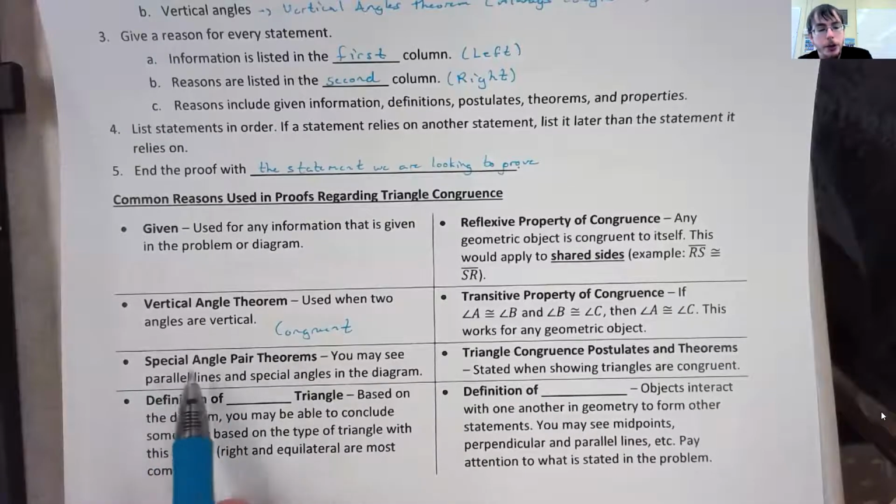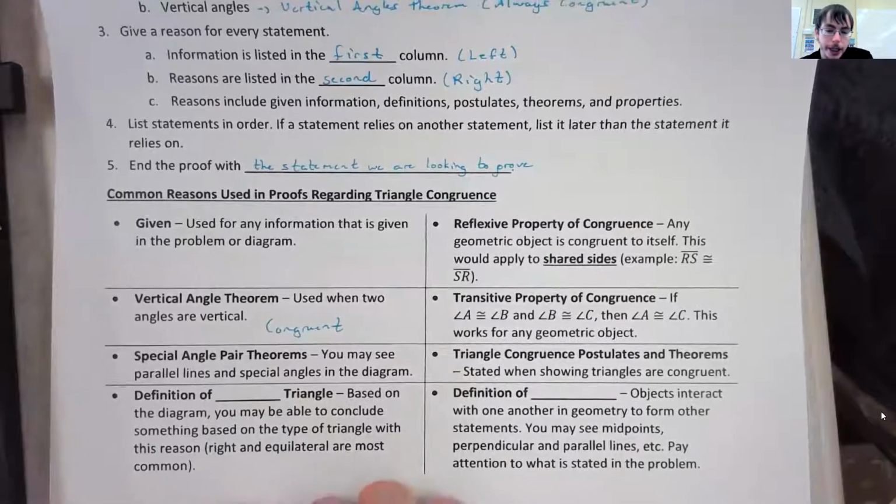Next up, special angle pair theorems. So you may see parallel lines and special angles in the diagram. Remember, that could include alternate interior angles, alternate exterior, same side interior, and so on and so forth. We'll be looking at some of those today.